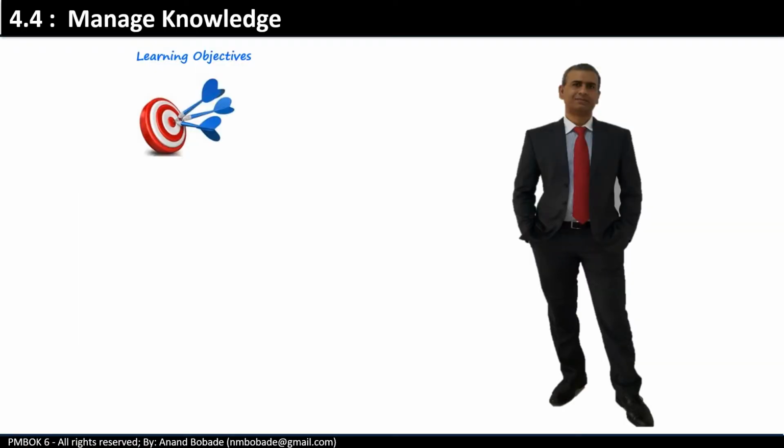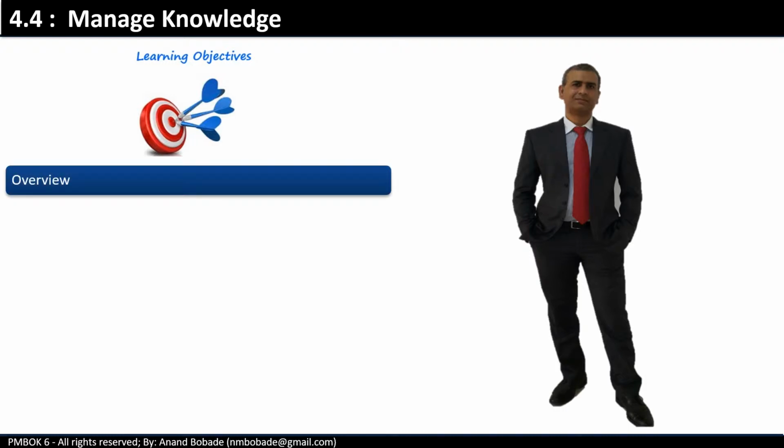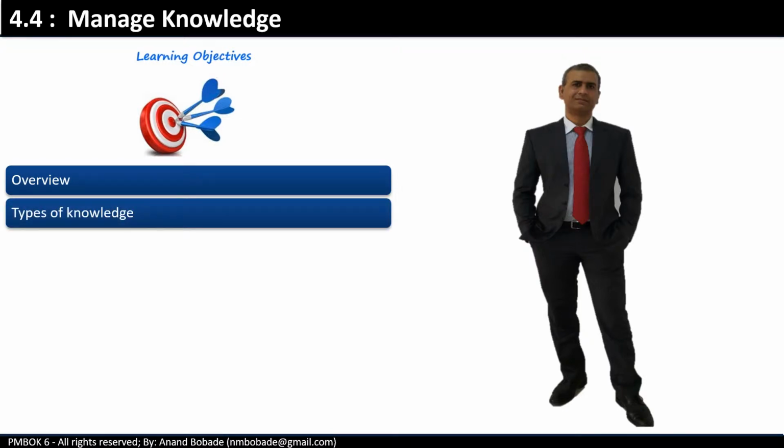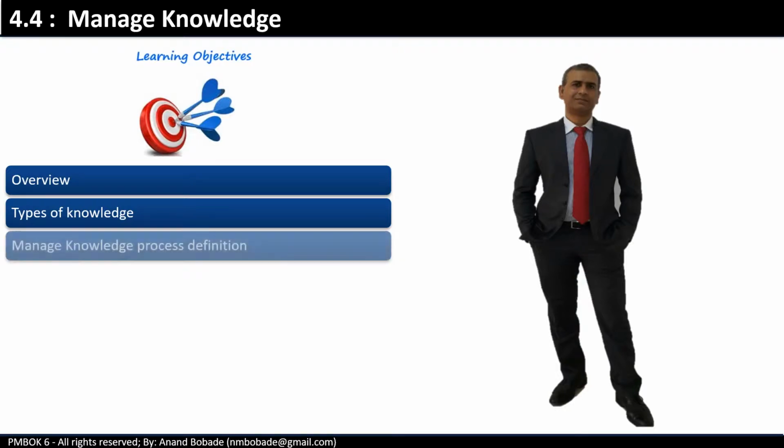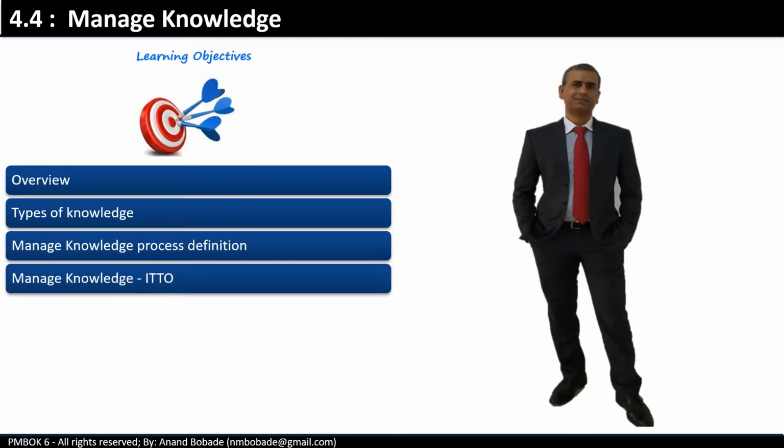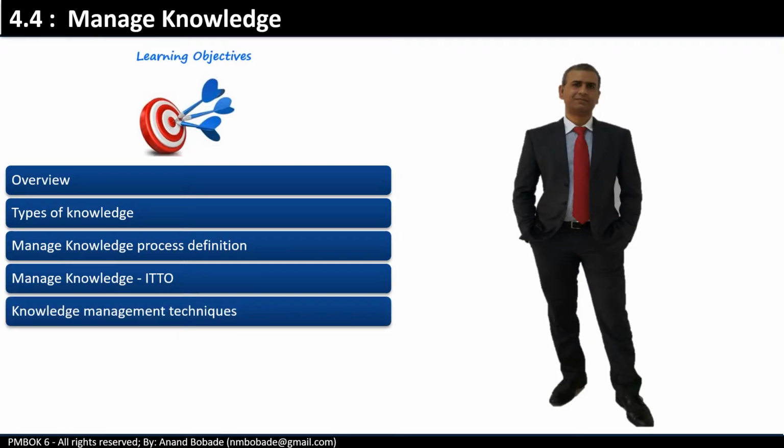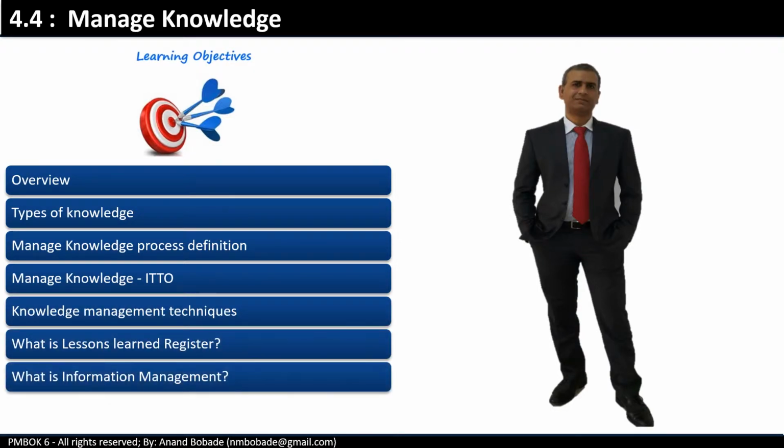The learning objectives of this session are: in the overview, we will learn why knowledge management is so essential and important, types of knowledge, the manage knowledge process definition, we'll talk about inputs, tools, techniques and outputs, what is the lessons learned register, and a quick review.